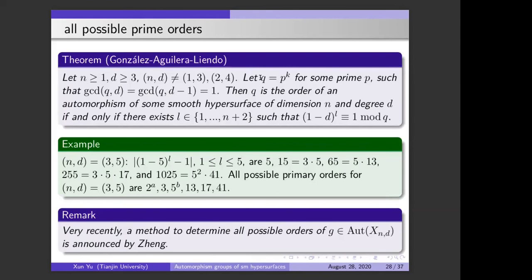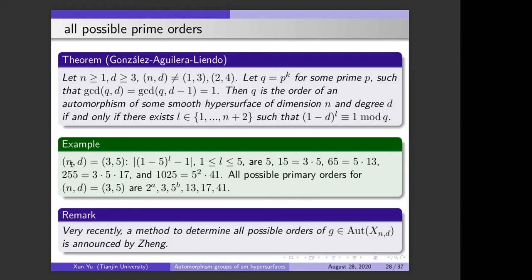Suppose we have some primary number Q equals P to the power K, such that this Q is relatively prime to D and D minus 1. Then Q is the order of an automorphism of some smooth hypersurface of dimension N and degree D if and only if there exists an integer L between 1 and n plus 2 such that it satisfies (1 minus D) to the L's power equals 1 modulo Q.